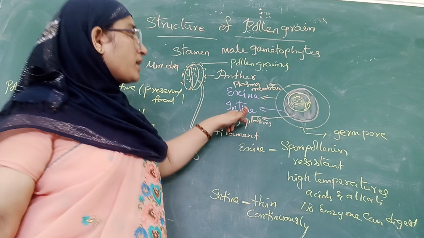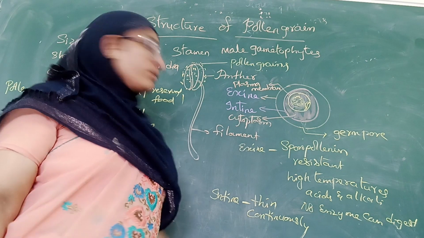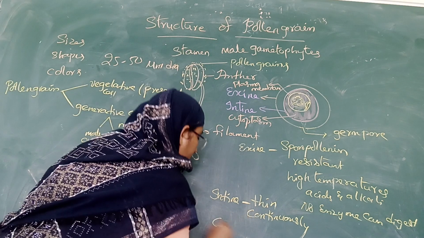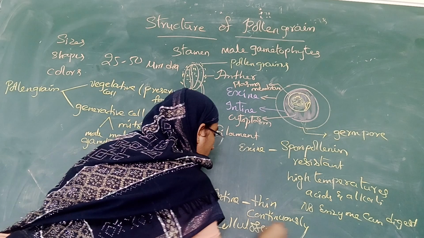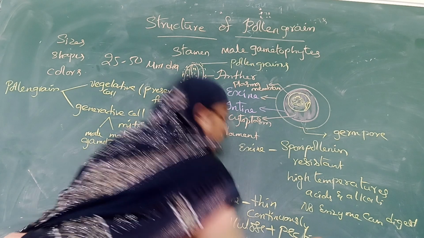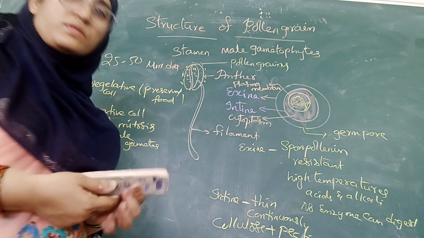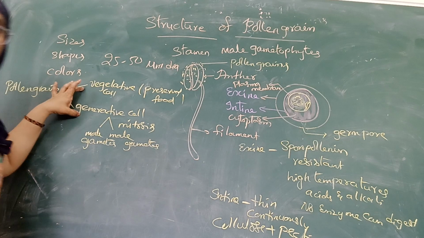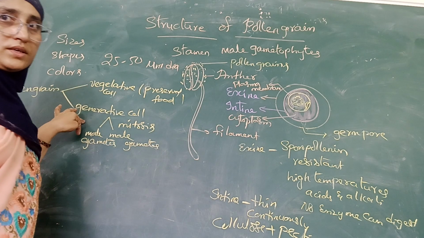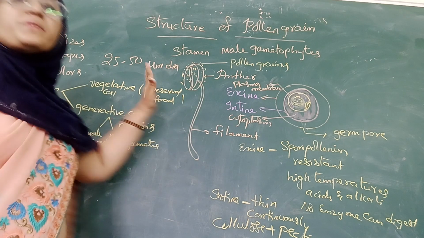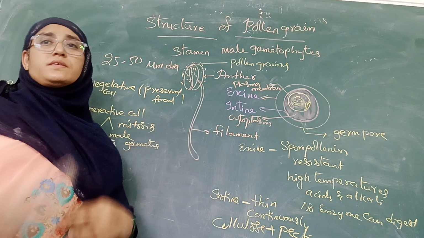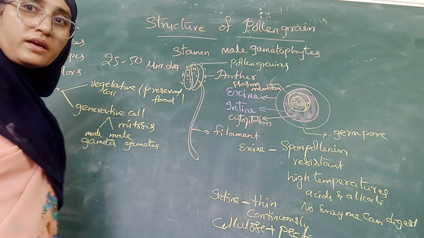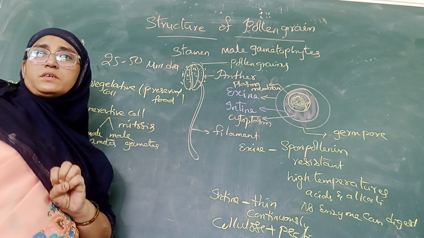Next, talking about the intine, it is a thin and continuous layer made up of cellulose and pectin. Next, inside this pollen grain, there are two types of cells, the vegetative cell and the generative cell. The vegetative cell is larger in size, contains an irregular nucleus, and is meant for preserving the food material.